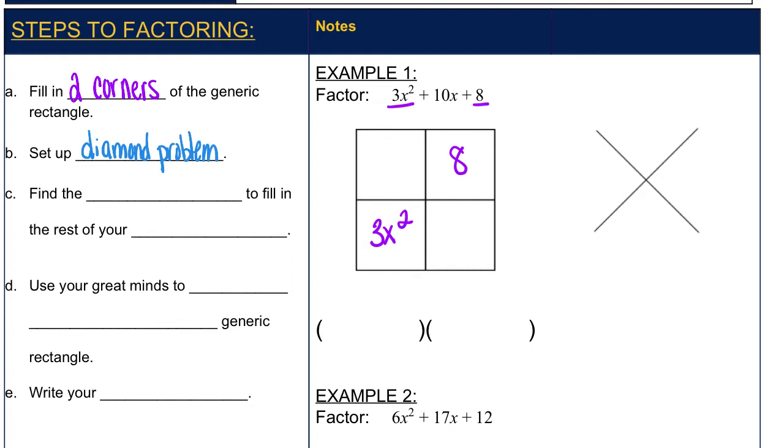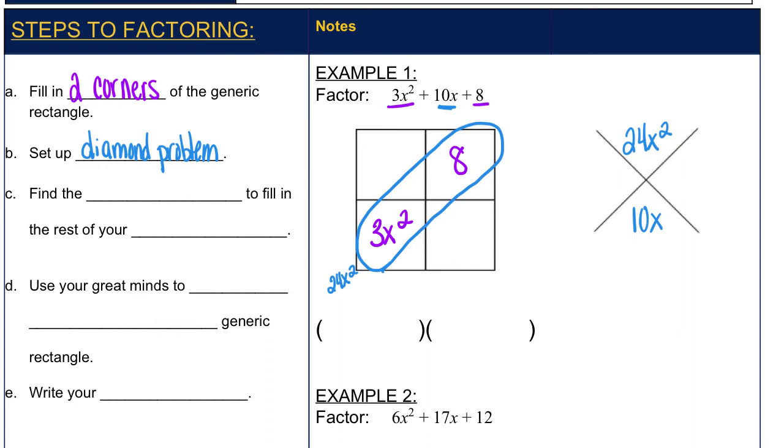In order to set up that diamond problem, we need to multiply that diagonal, and that's going to give us 24x squared. That 24x squared goes in the top of our diamond problem, and then we need the sum to go in the bottom, which is 10x.